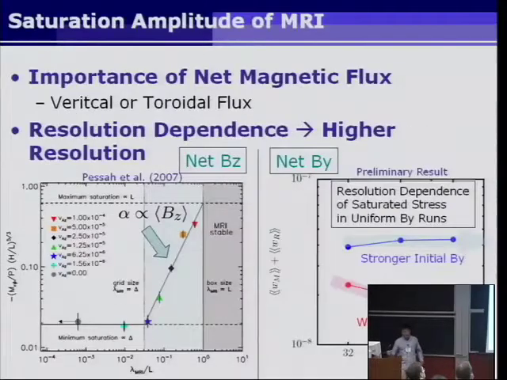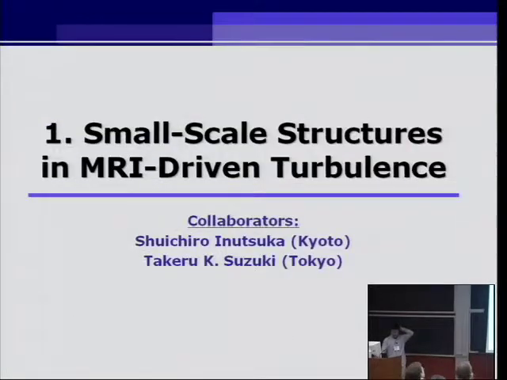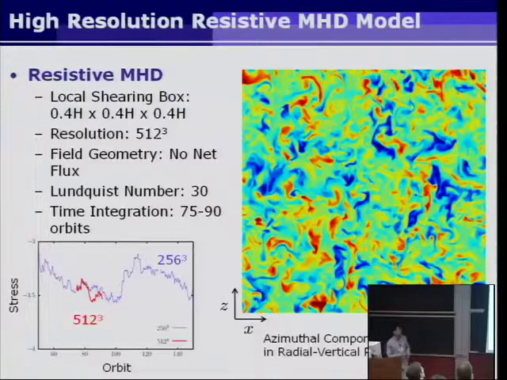So anyway, there's still some resolution dependence. So I wanted to perform the higher resolution run. I performed a relatively large grid number simulation and looked at the small scale structure in the MRI-driven turbulence. This is a spatial distribution of the azimuthal component of the magnetic field in a slice of the radial and vertical plane. As you can see, there are many small structures.